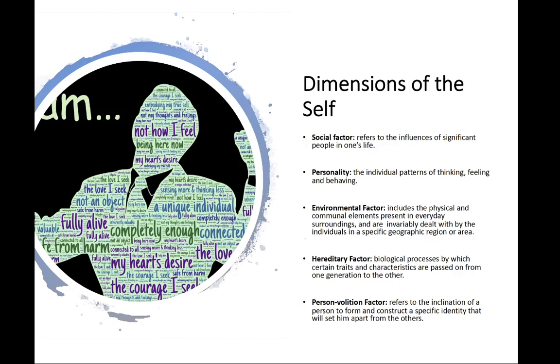Now, the third dimension of the self is the environmental factors. They include the physical and communal elements present in everyday surroundings and are invariably dealt with by the individual in a specific geographic region or area. This factor covers not only the physical properties of the surroundings, but also the larger society or community, as well as the expectations and norms operating in that particular locality or place.